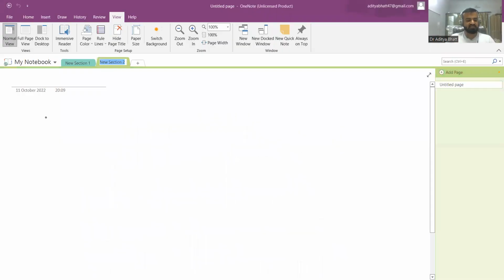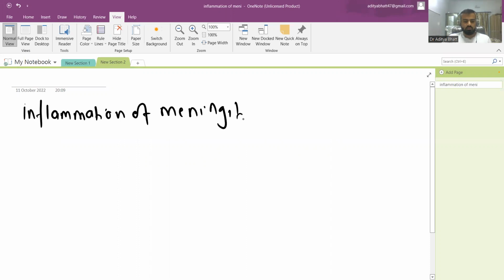So meningitis is the inflammation of the meninges surrounding the brain, and it is a life-threatening complication. So you need to recognize the common signs and symptoms of patients with meningitis. What are the common clinical features of meningitis?